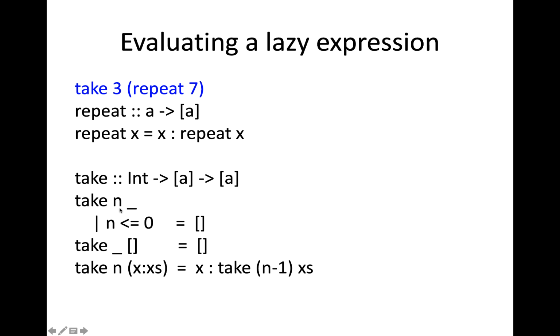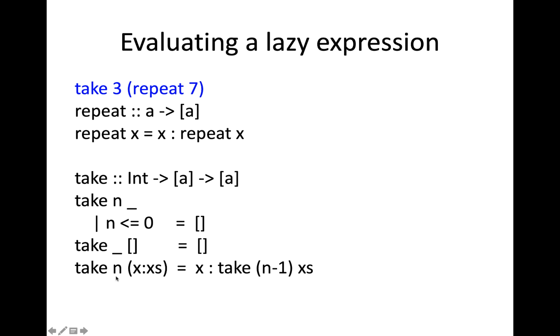And that makes sense, right? Because if we are talking about taking 0 items or a negative number of items from a list, that doesn't mean anything, so we should return an empty list as the output. Now when the second parameter is an empty list, then it doesn't matter how many items we want to take from that list, the output should always be empty.